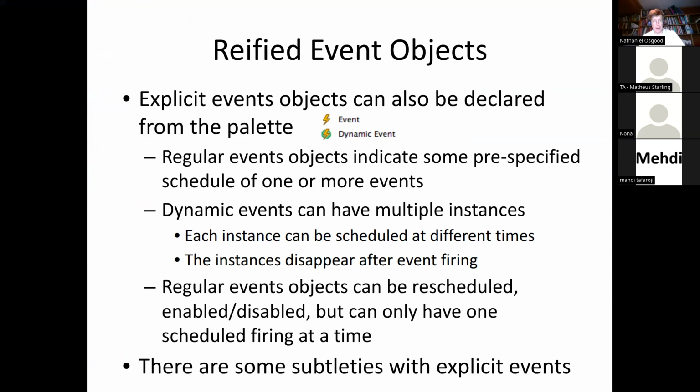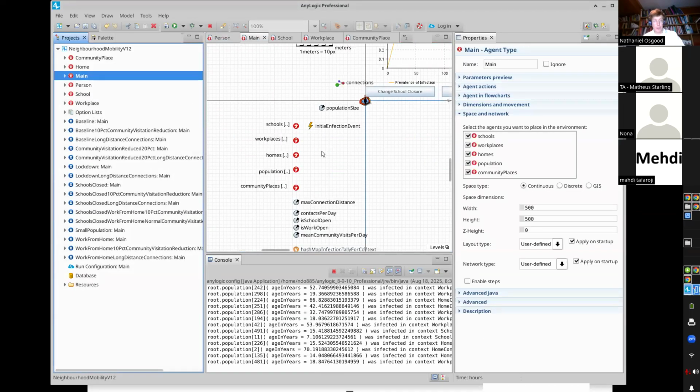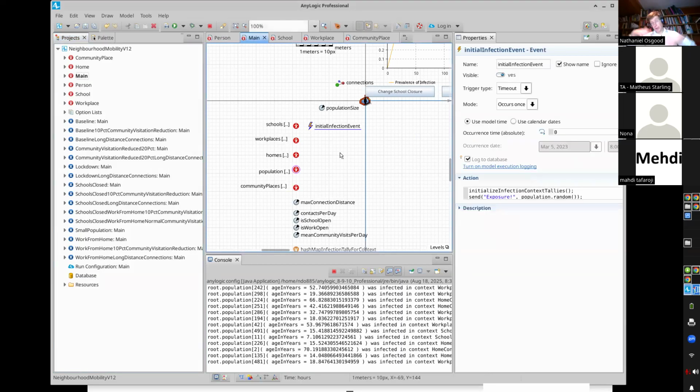I will say that, as you saw me mention for the initial state, we can have what are called events, which go off at a certain time. They trigger something happening at a certain time. Here, there's a variety of types. It's very common to create one that fires once. That's what this is, occurs once.